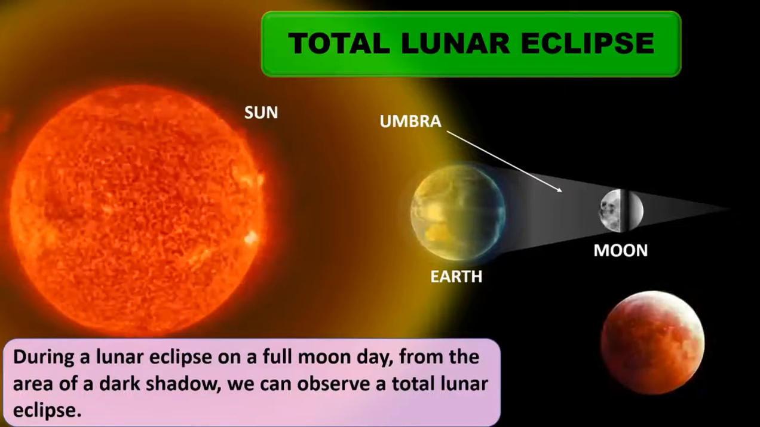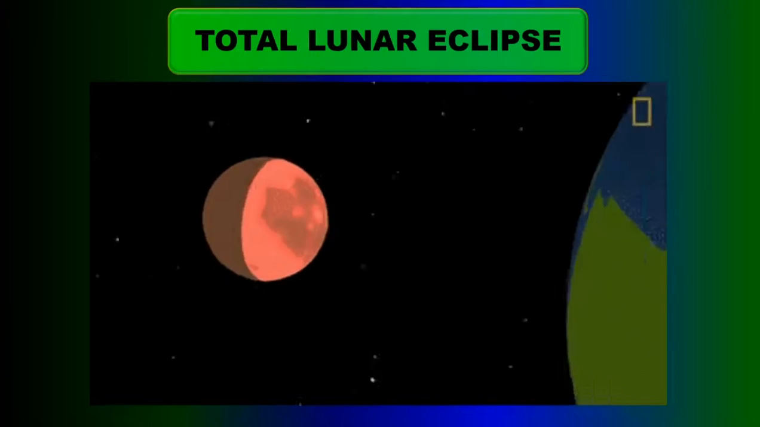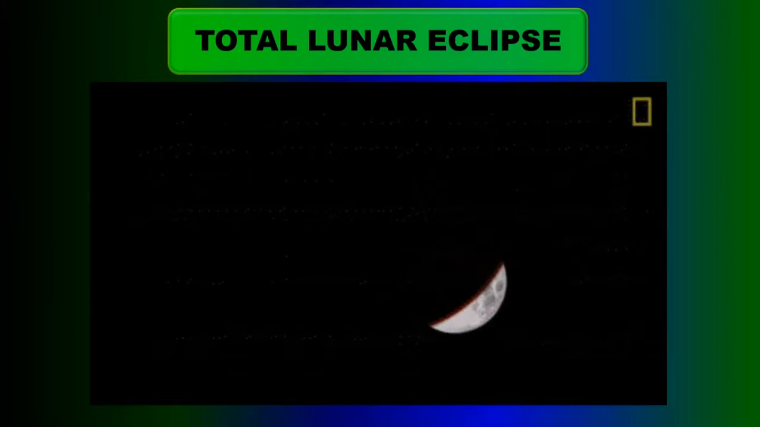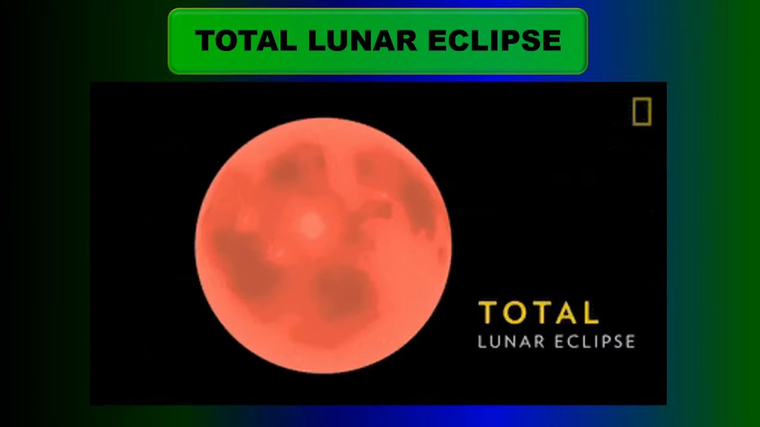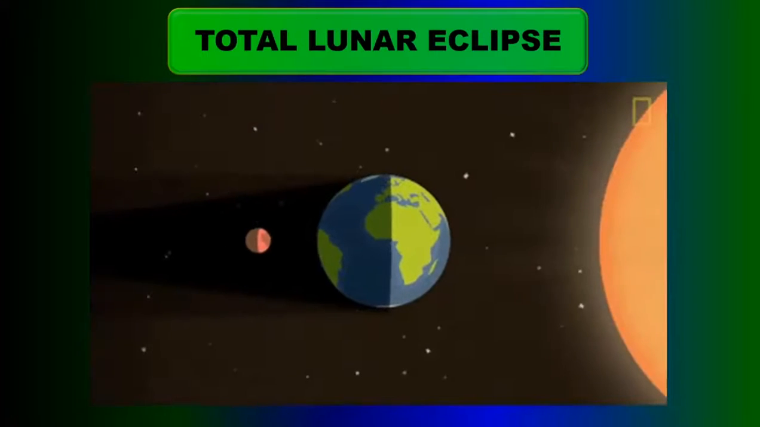The moon looks red, but why is it so? As the moon passes directly behind the earth, the earth blocks sunlight from directly reaching the moon, causing a reddish glow to appear. Because of the red color, it is called a blood moon. It can only occur when there is a full moon.